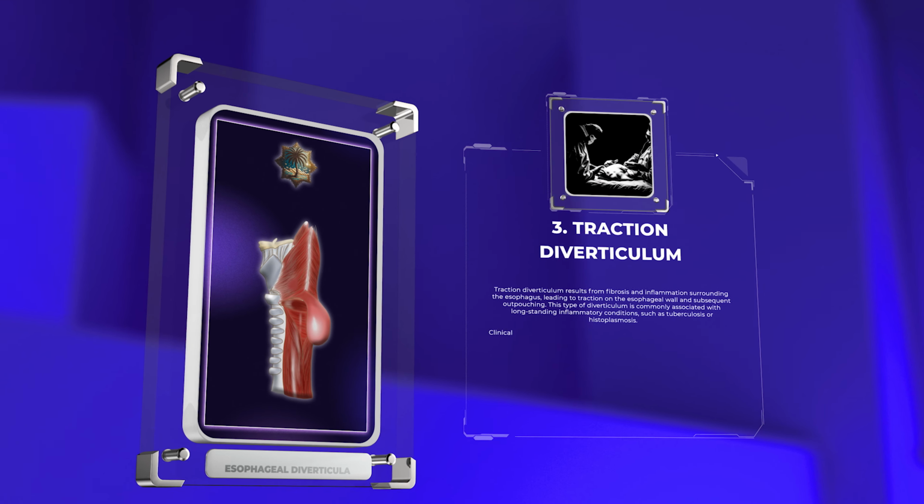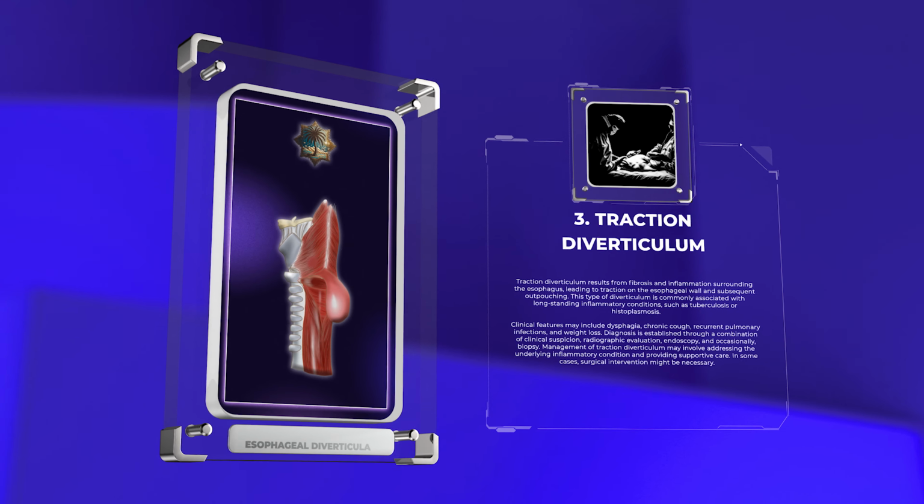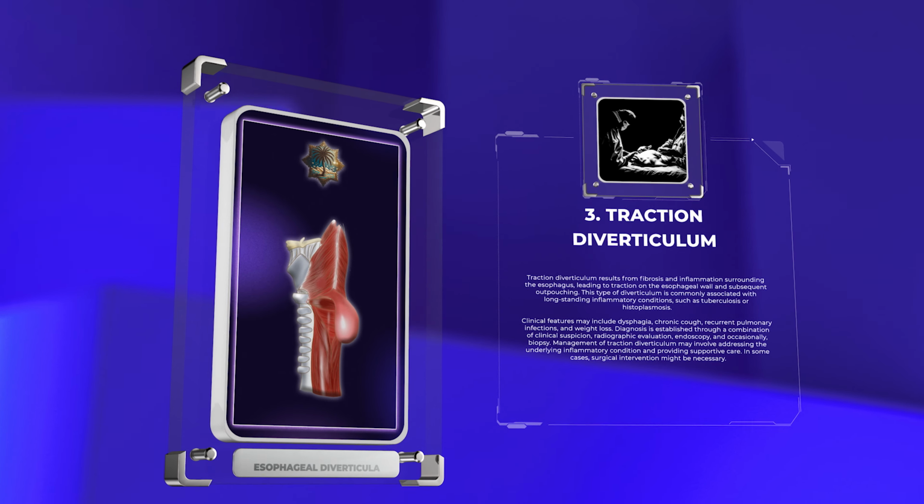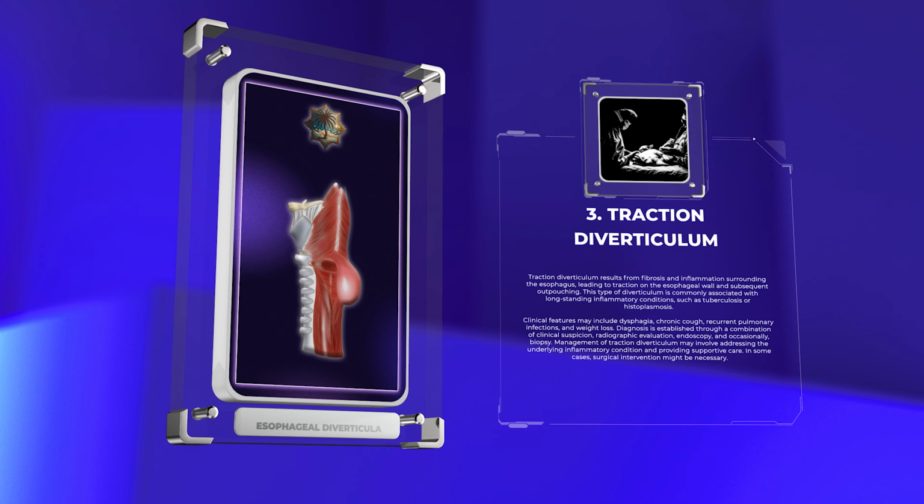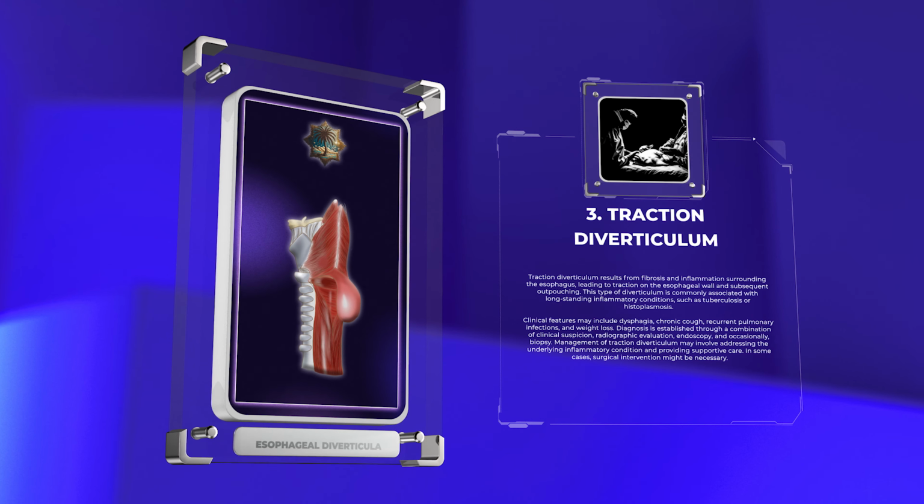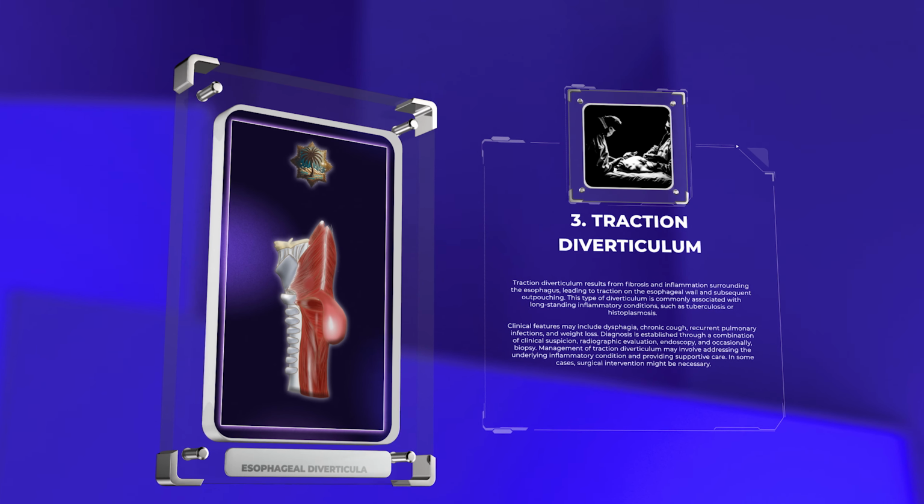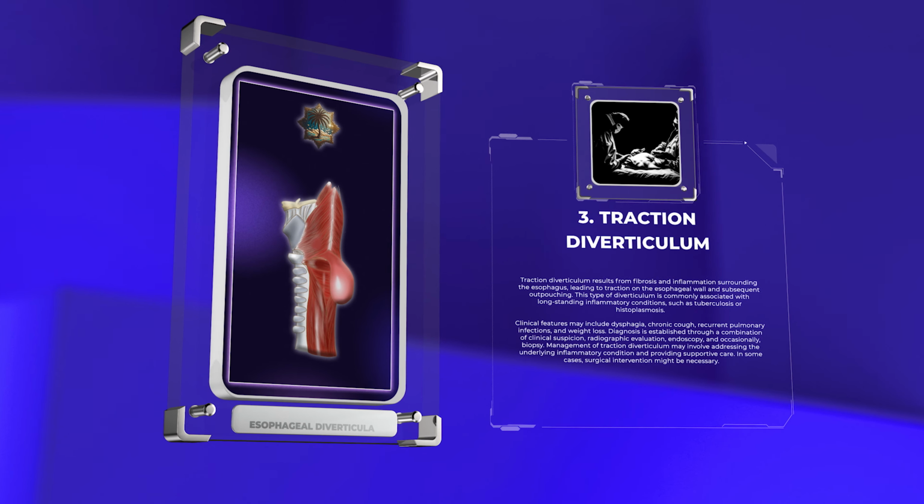Traction diverticulum results from fibrosis and inflammation surrounding the esophagus, leading to traction on the esophageal wall and subsequent outpouching. This type of diverticulum is commonly associated with long-standing inflammatory conditions, such as tuberculosis or histoplasmosis. Clinical features may include dysphagia, chronic cough, recurrent pulmonary infections, and weight loss.